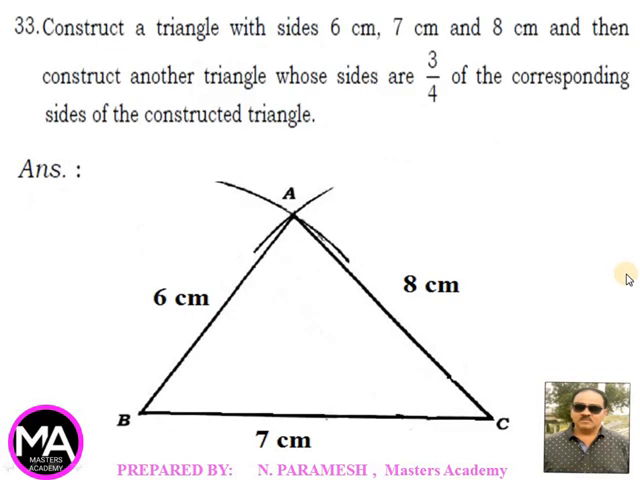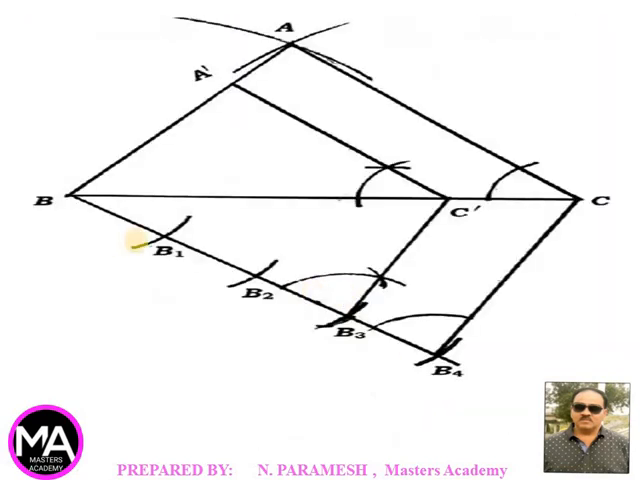In the question, they have given 3 by 4. Next, draw any acute angle at the vertex B, cut into 4 equal parts, that is treated as B1, B2, B3, B4. Join B4 to C. Draw any arc at point B3, draw the same arc and measure these two arcs at this point, cut, and then join B3 and the BC line that intersects at the point C dash.